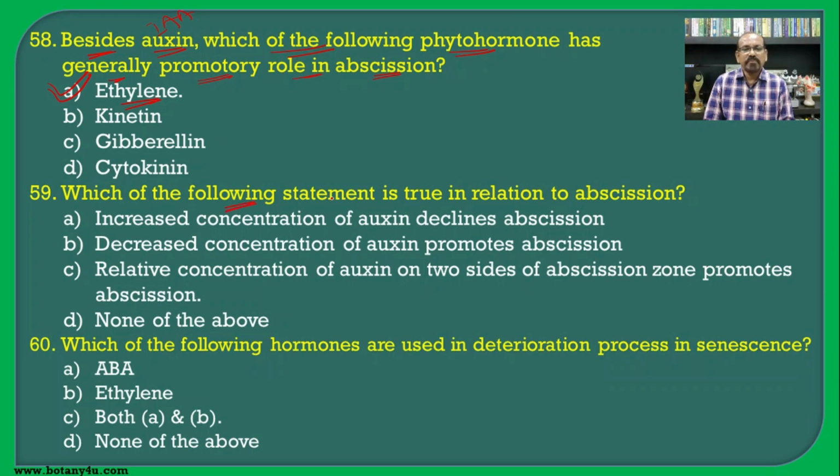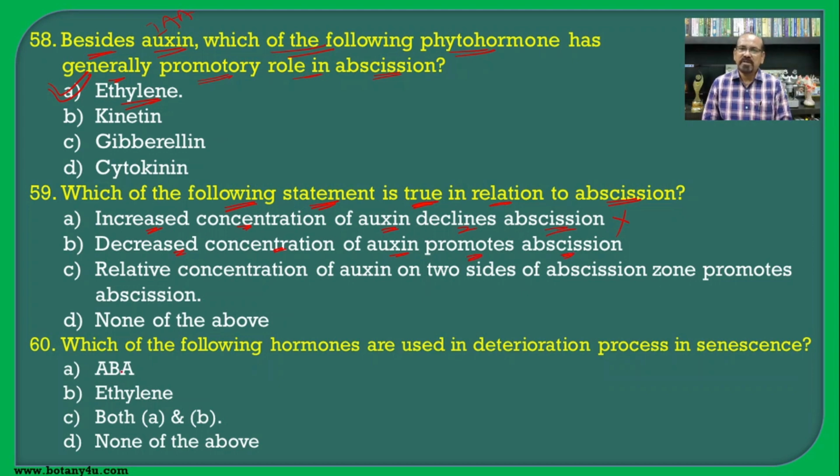Then which of the following statement is true in relation to the abscission? So the increased concentration of auxin decline the abscission. So this is the wrong one, as it is responsible to promote the abscission. Then decreased concentration of auxin promote the abscission.